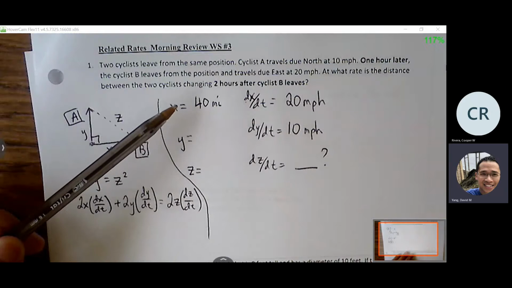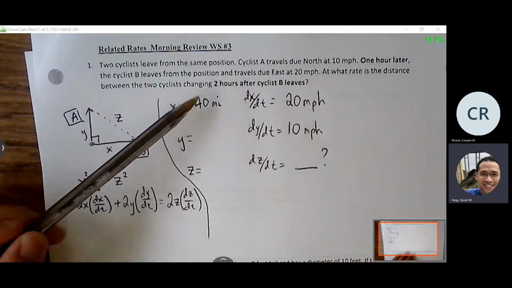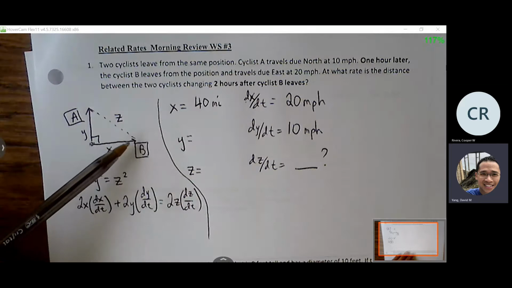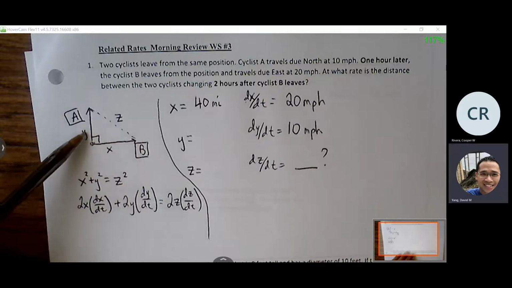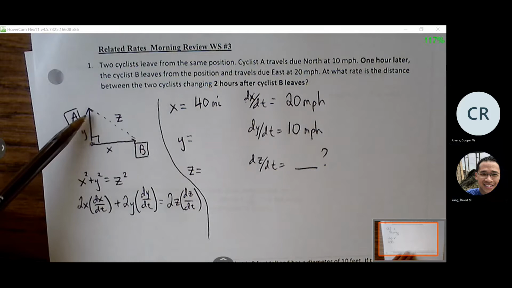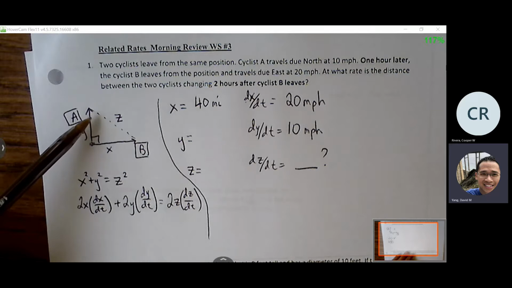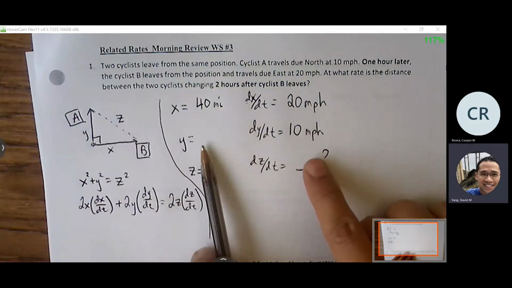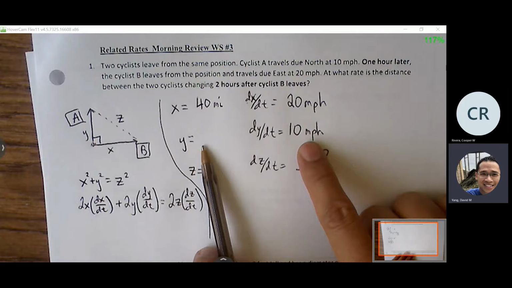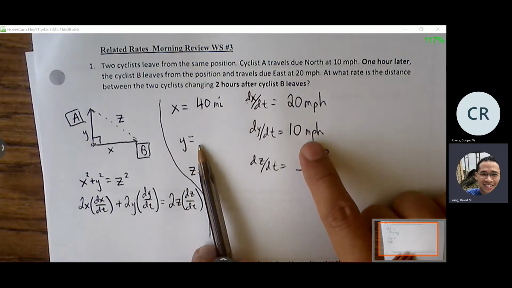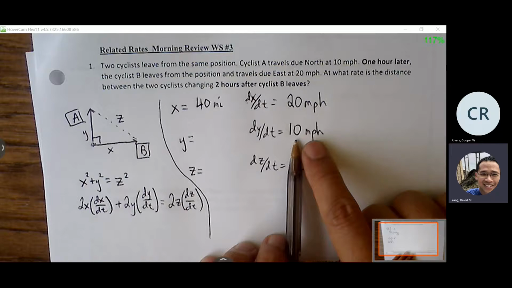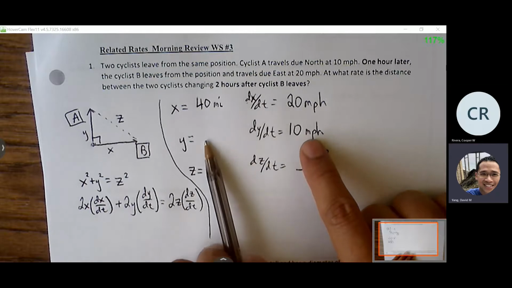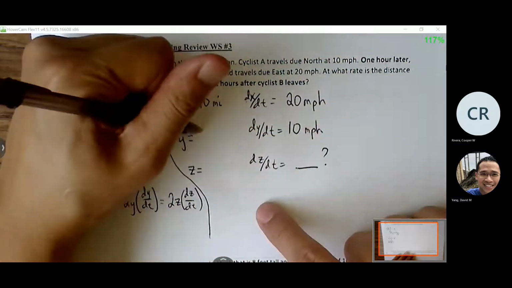Okay, any questions here? So by the time cyclist B has put in 2 hours of riding, how long has cyclist A been going? 3 hours, right? So how far is cyclist A going to be? Good. He's traveling at a lower speed, but for a longer period of time. 10 times 3, 30 miles.